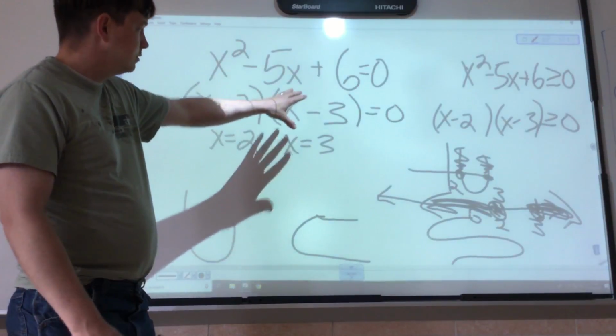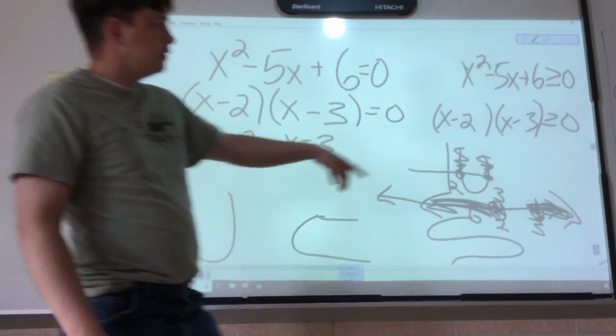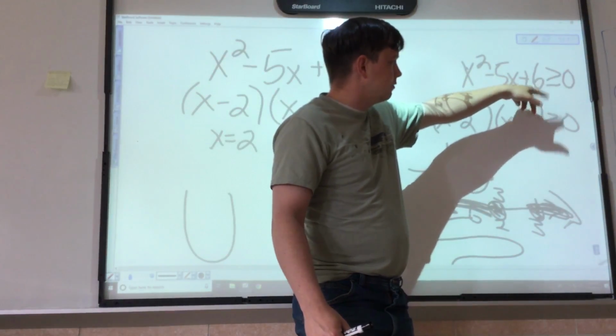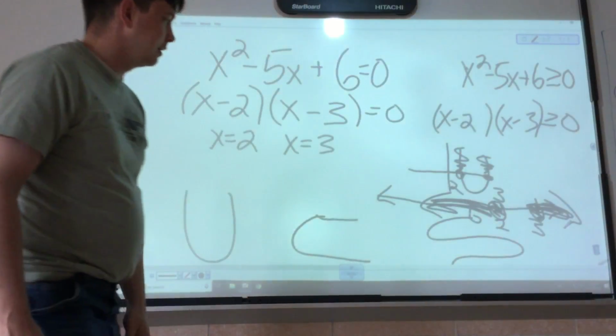So if it's equal to, it should look like this. You didn't here. If it's got a greater than or an inequality, then you look at it like that.